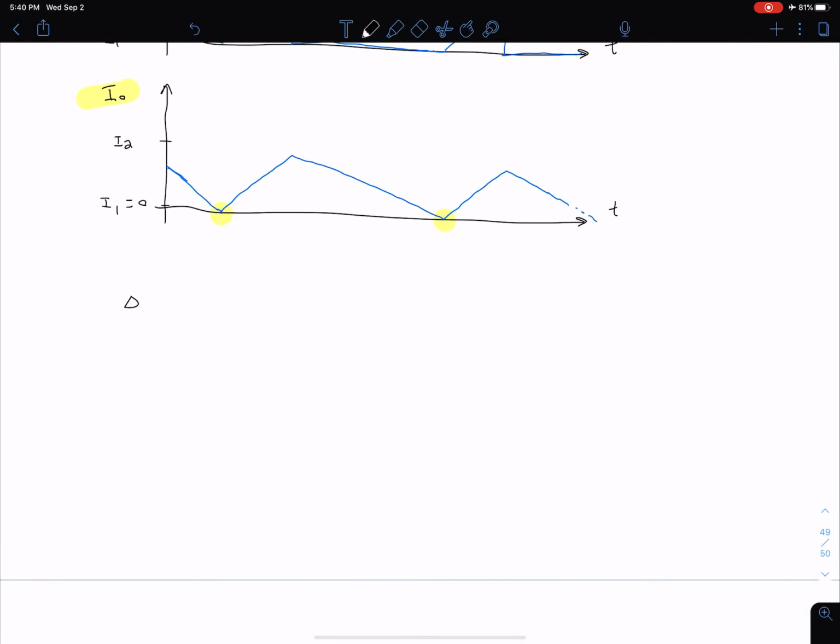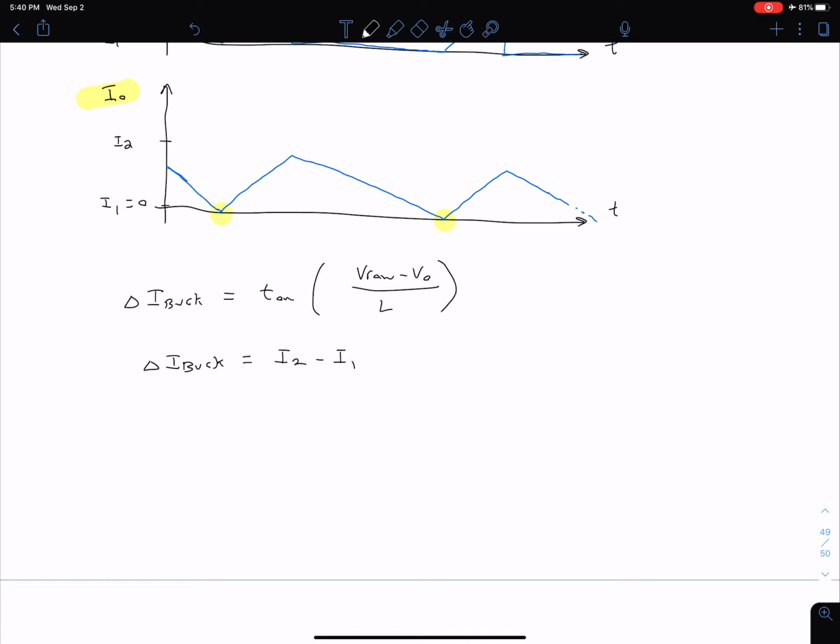So we know in general our delta I buck is equal to T on times V raw minus V out over L. We also know that our delta I buck is equal to I2 minus I1. The first of these two equations is one we had derived previously, and the second is what we can see just looking at the graph.